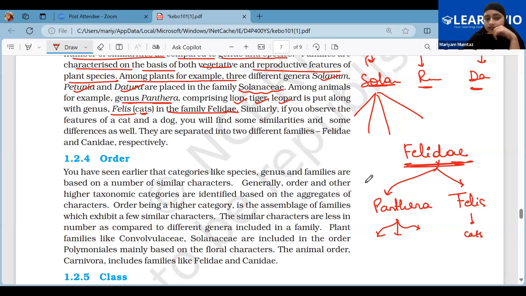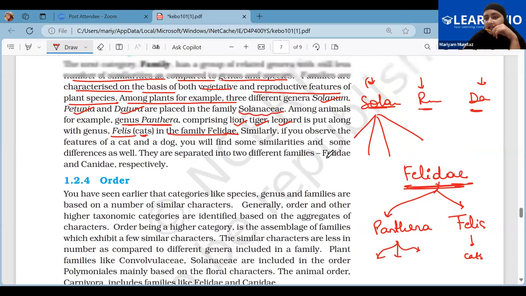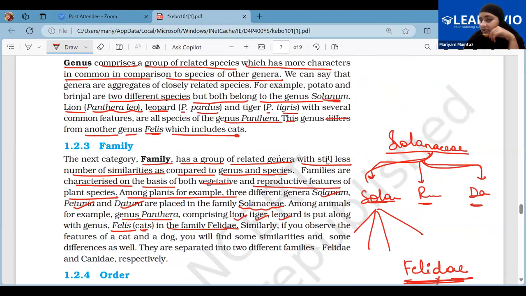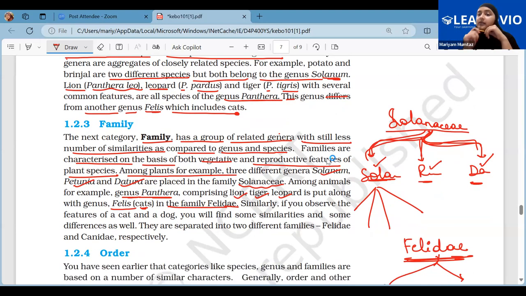Ma'am, could you now explain the cat part again? Which part? The cat Felidae. See, just like Solanaceae was the family, under Solanaceae came the genus Solanum, then the genus Petunia, the genus Datura. All of them have one common feature: they belong to the family Solanaceae. Even though they are very different from each other, the potato and the petunia flower, isn't it? But they come under one family.